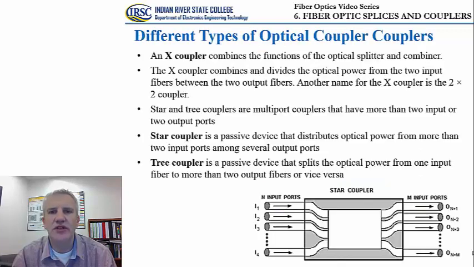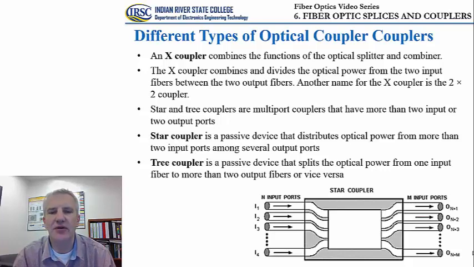This slide goes a little more into detail about different configurations or types of optical couplers. So we have X couplers that would combine the functions of an optical splitter and combiner, with multiple inputs and multiple outputs. Usually we have 2 inputs and 2 outputs in the case of an X coupler. We may also have star and tree couplers that would be multi-port couplers with more than 2 input or 2 output ports.